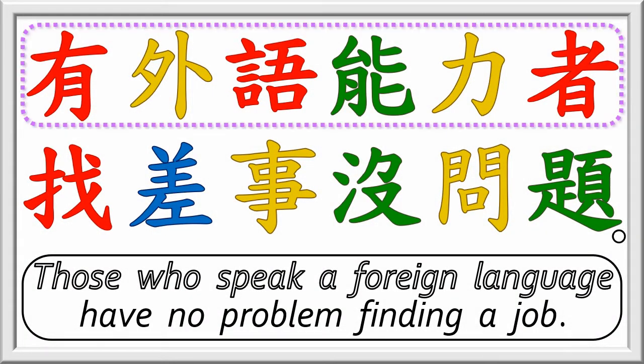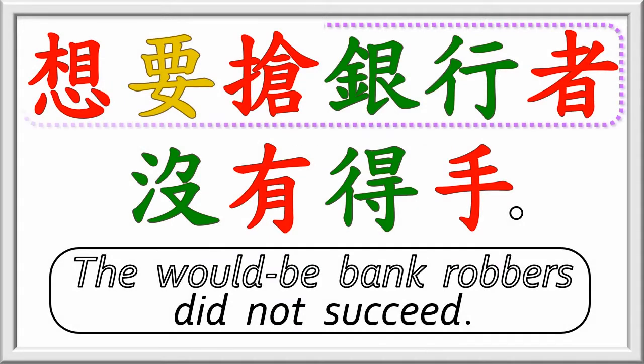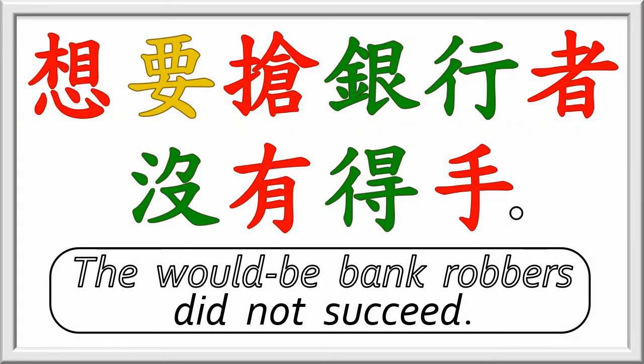有外语能力者找差事没问题. Those who speak a foreign language have no problem finding a job. 者 here means those people who. 想要抢银行者没有得手. The would-be bank robbers did not succeed. 者 often translates to an English noun with er, robber, similar to the more colloquial 抢银行的人.